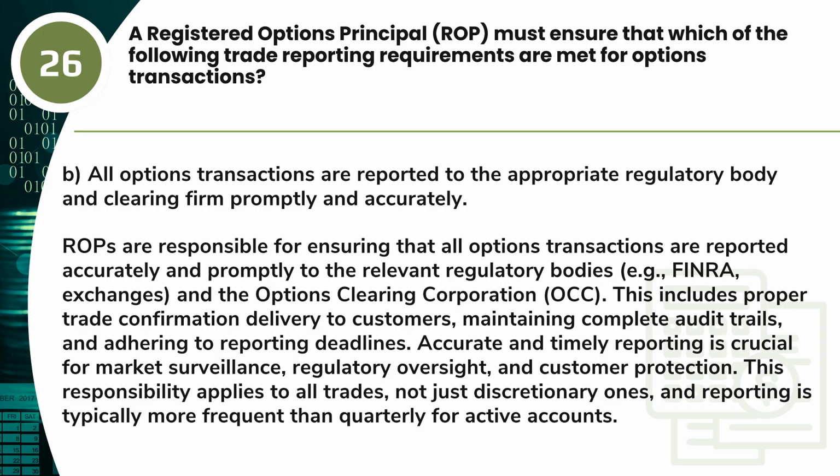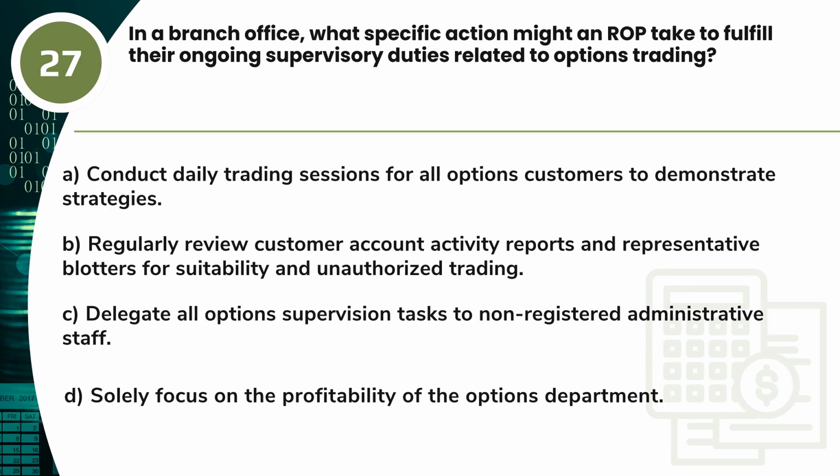Question 27. In a branch office, what specific action might an ROP take to fulfill their ongoing supervisory duties related to options trading? A. Conduct daily trading sessions for all options customers to demonstrate strategies. B. Regularly review customer account activity reports and representative blotters for suitability and unauthorized trading. C. Delegate all options supervision tasks to non-registered administrative staff. D. Solely focus on the profitability of the options department.